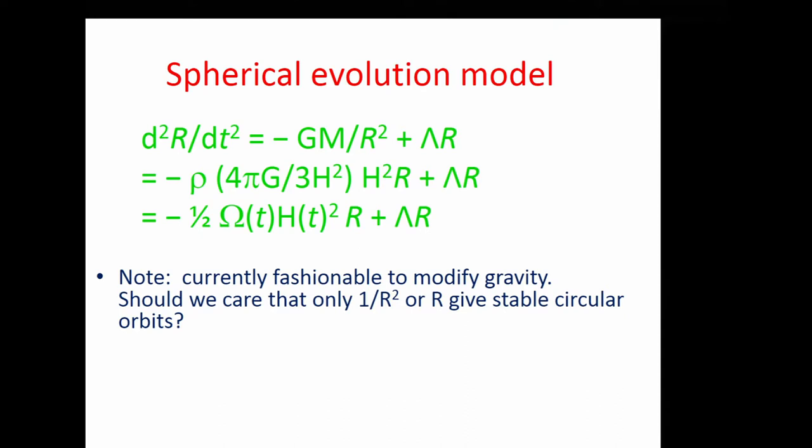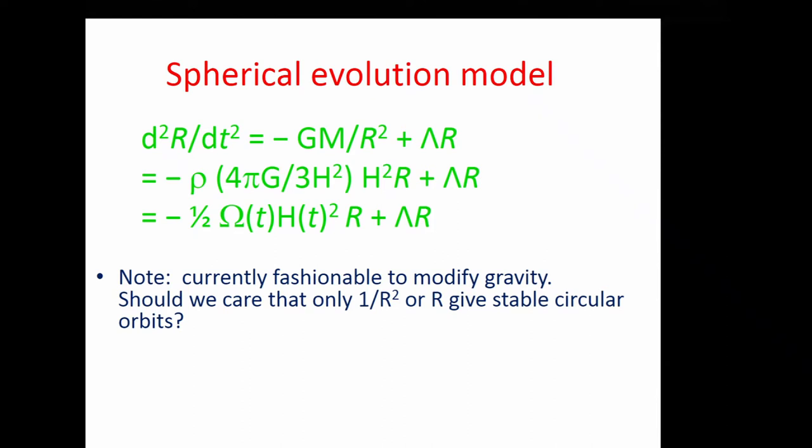And so the spherical collapse model we'll write like this. So this is just acceleration is because of a force. This is the Newtonian force. And this is adding the contribution from the cosmological constant. Okay.